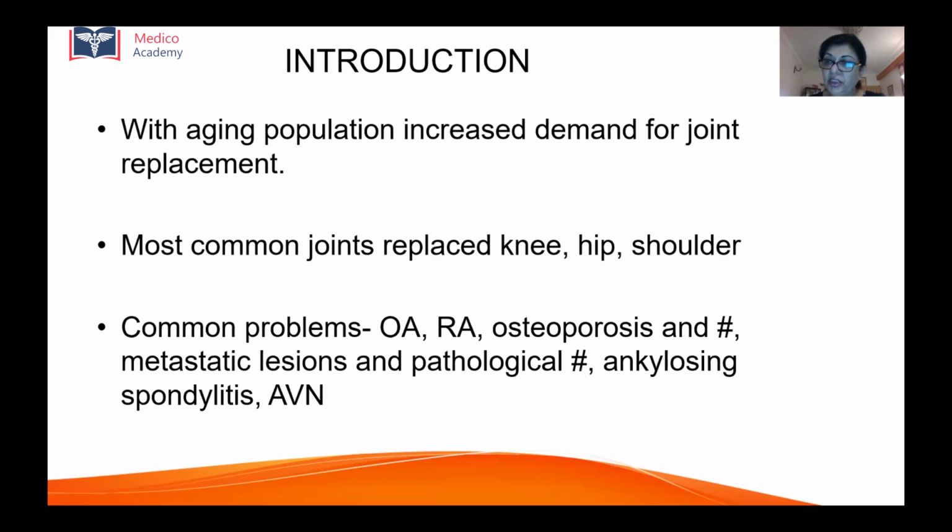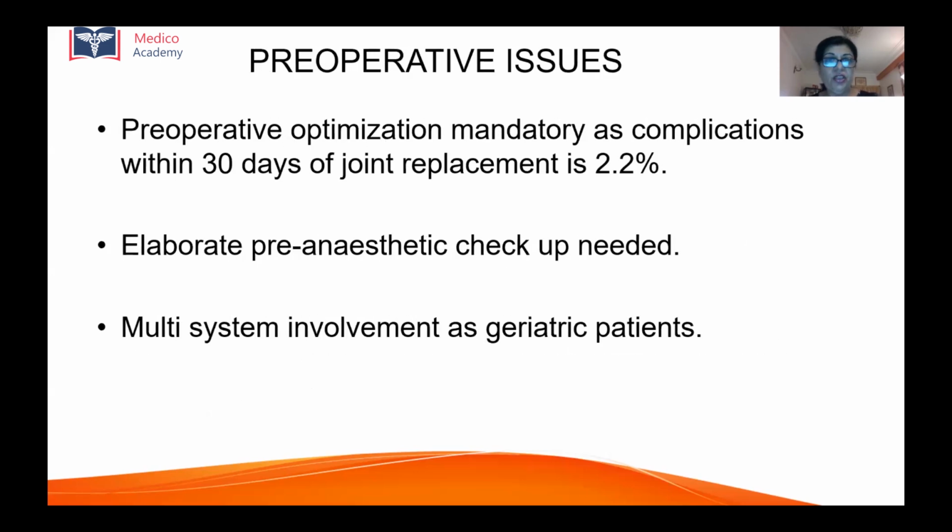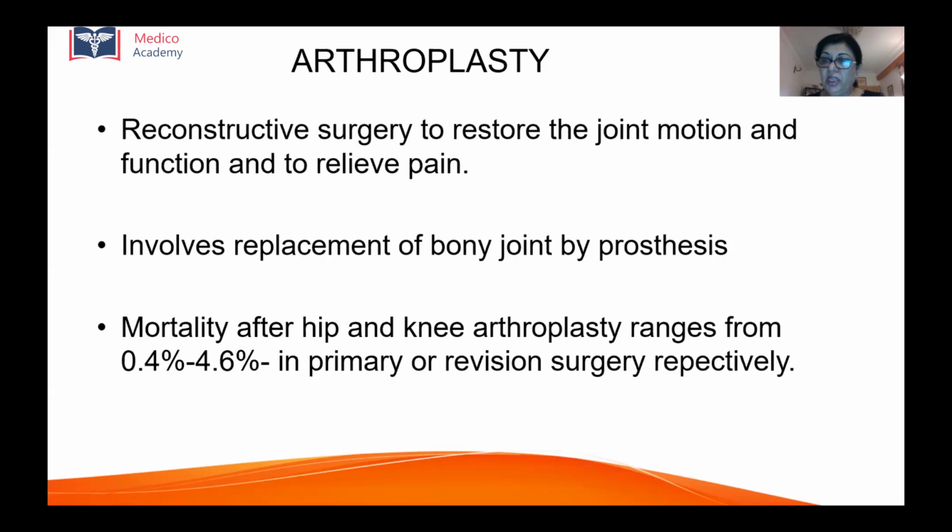Other conditions necessitating joint replacement are rheumatoid arthritis, osteoporosis and fracture, metastatic lesions and pathological fracture, ankylosing spondylitis, and AVN. Now, what is arthroplasty? It is a reconstructive surgery to restore the joint motion and function and to relieve pain. It generally involves the replacement of the bony joint structure by the prosthesis.